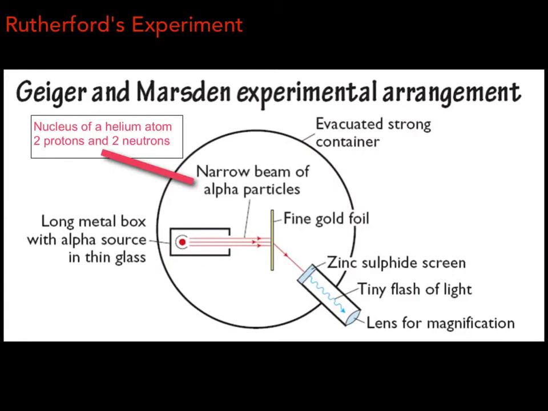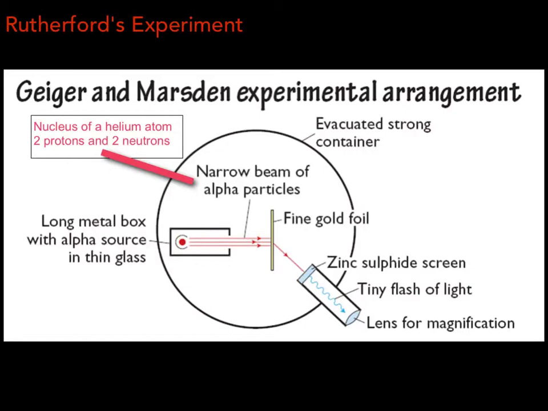You'll also notice that this alpha source was contained within a long metal box. This metal box around the outside here was made of lead, and lead was a very good absorber of alpha particles. You'll notice on one end though there's a small gap allowing the alpha particles to exit. This meant that Rutherford knew the exact trajectories of the alpha particles before they reached the fine gold foil, enabling him to track their paths much more accurately.